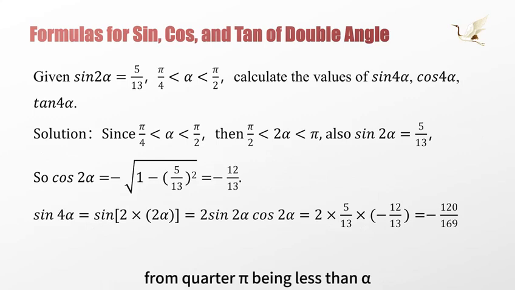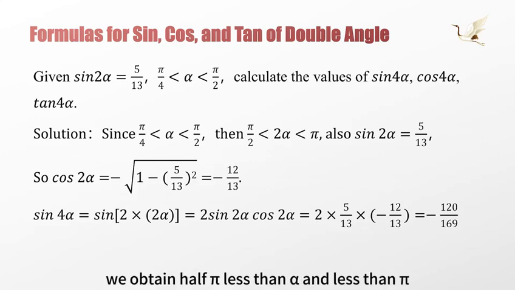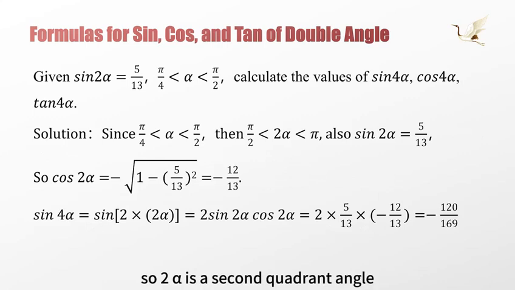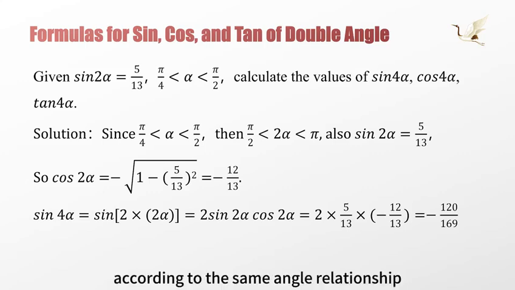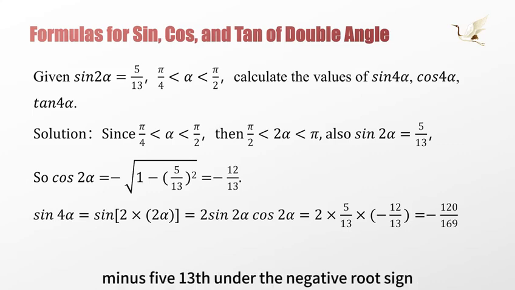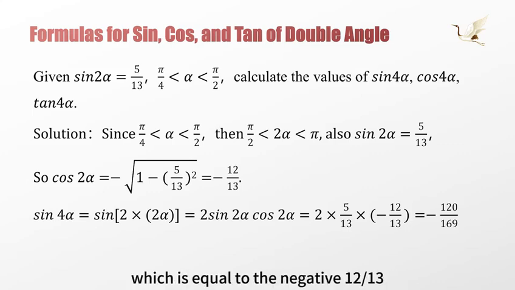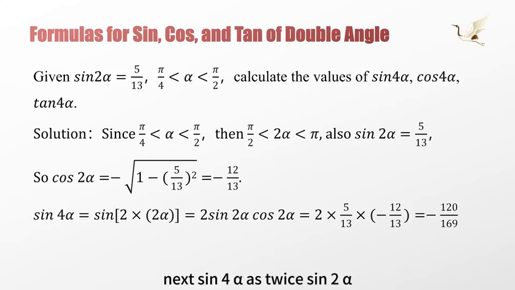From a quarter of pi being less than alpha and less than a half of pi, we obtain a half of pi less than 2 alpha and less than pi, so 2 alpha is a second quadrant angle. Sine 2 alpha is equal to 5/13. According to the same angle relationship, cosine 2 alpha can be written as negative the square root of 1 minus (5/13) squared, which is equal to negative 12/13. Next, sine 4 alpha is twice sine 2 alpha cosine 2 alpha, as we just mentioned. Substitute the known and solved values to obtain sine 4 alpha, which is negative 120 divided by 169.